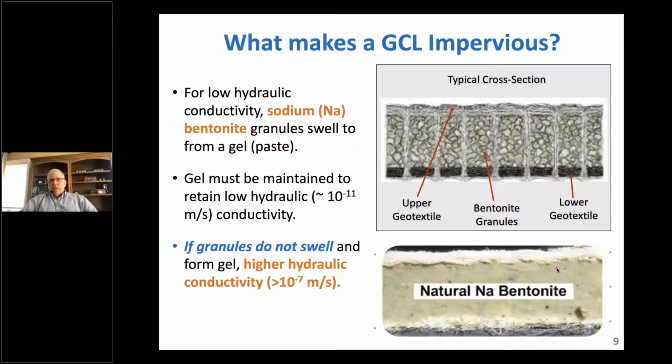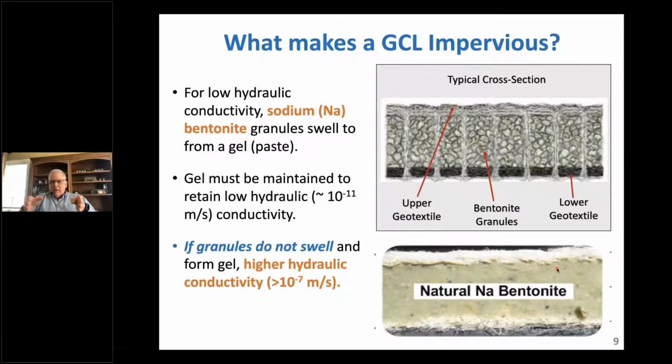Given that hydraulic conductivity in chemical equilibrium with the leachate is important, it's really important for us to come back and talk about what makes a GCL impervious. And we're going to see in the next several slides several things we talked about in the last 2 webinars as well. Essentially the interaction between bentonite and the hydrating liquid or the permeate liquid which is flowing through the GCL. It's that interaction, that geochemical interaction between the bentonite and the liquid that controls the hydraulic conductivity.